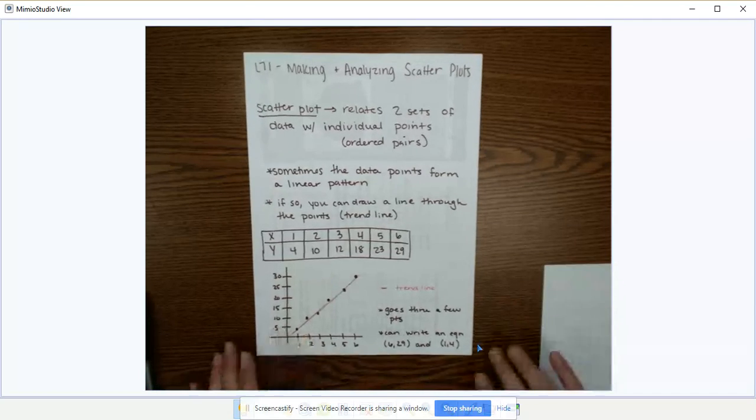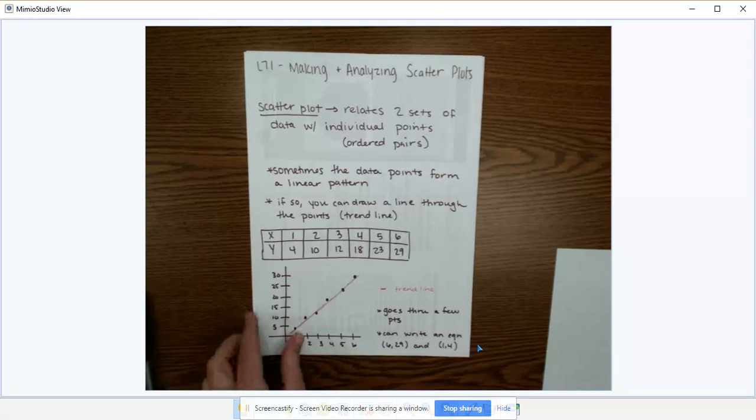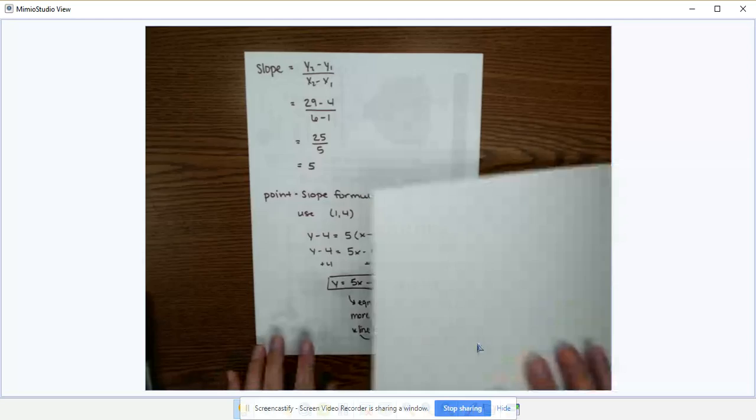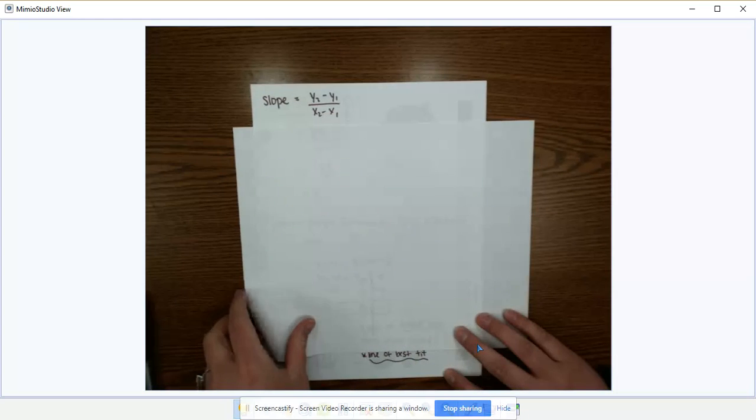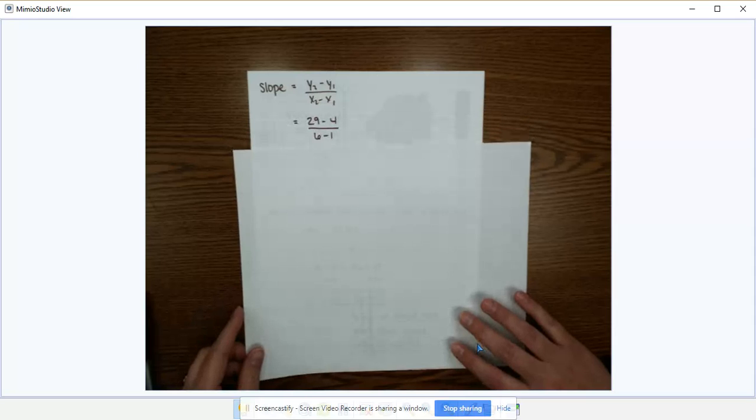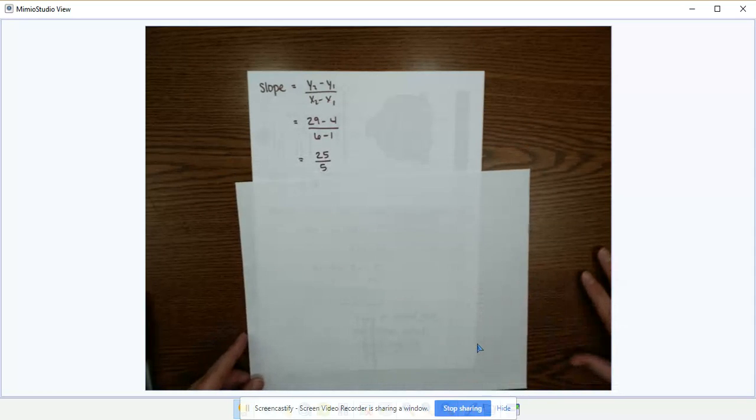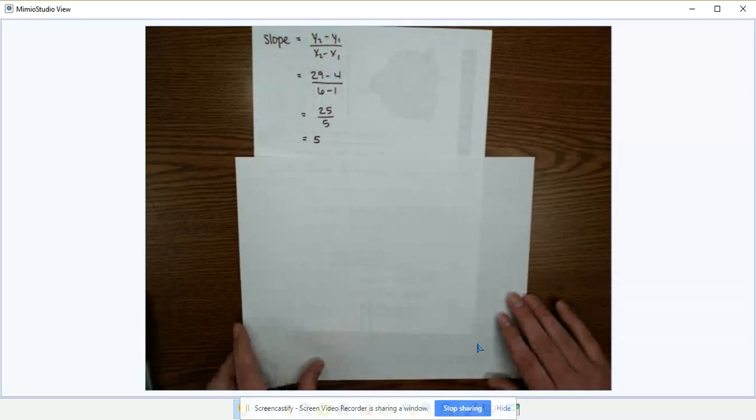Our trend line, we can find an equation for it. So I know that it goes through the point (6, 29) and then it goes through the point (1, 4). So I'm going to take those points and create an equation of a line. Review from earlier this year: remember our slope formula is rise over run, or y2 minus y1 over x2 minus x1. So that's (29 minus 4) over (6 minus 1), and that simplifies all the way down to 5. So our slope of that trend line is 5.